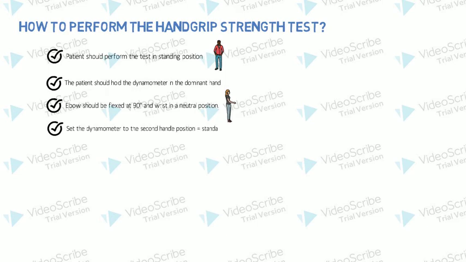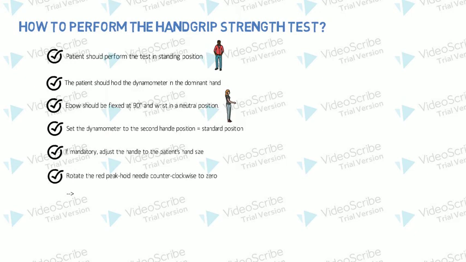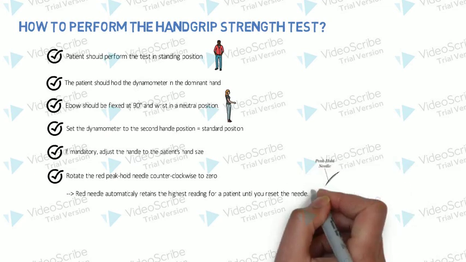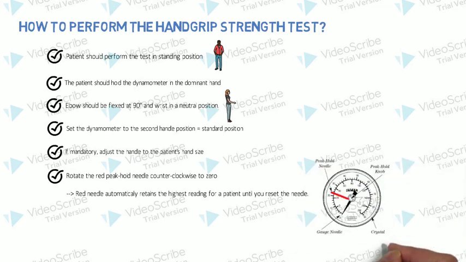Set the dynamometer to the second handle position because this is a standard position. However, if it's necessary, adjust the handle to the patient's hand size. You can, for example, reposition the handle position. Rotate the red peak-hold needle counterclockwise to 0. As indicated on this figure, you will see this red needle. The red needle automatically retains the highest reading for a patient until you reset this.